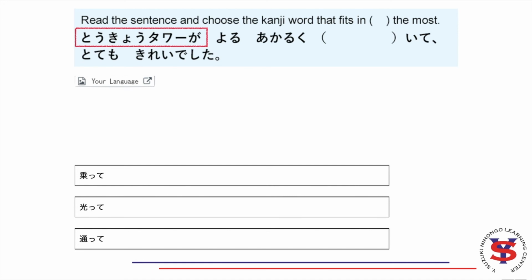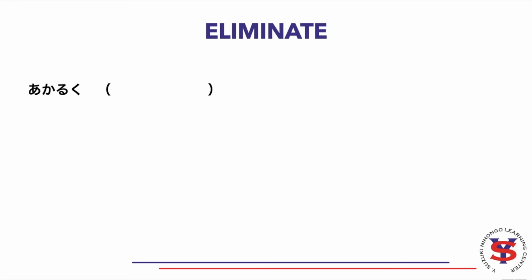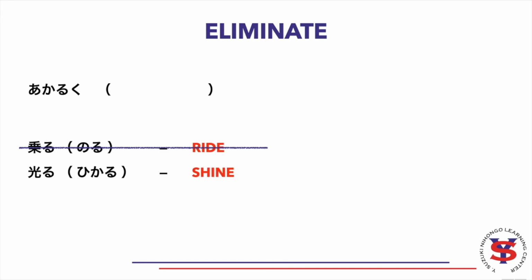We start looking at the words that we know first, and then cross it out if it doesn't fit. Let's take a look. So, does Tokyo Tower ride brightly? Not really. Does it shine brightly? Possibly. So, we'll leave it there. Now, does it pass by brightly? Not really. It doesn't really move, does it? So in the end, we're left with hikaru, to shine brightly.